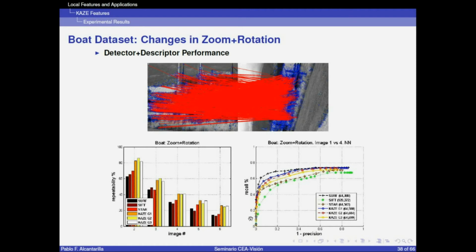And for the joint detector and descriptor performance, we can observe here that in this experiment, which is image 1 versus image 4, SURF is performing a bit better. But the number of correspondences that have been detected and for which recall is computed, in the case of SURF is 388, and in the case of CASE it's close to 600 to 700. So that means that recall is a bit better for SURF in this case, but SURF is detecting a lower number of correspondences compared to CASE.